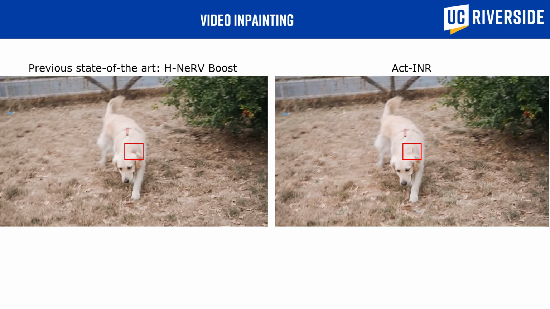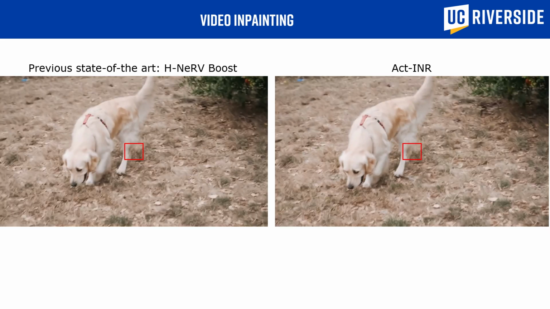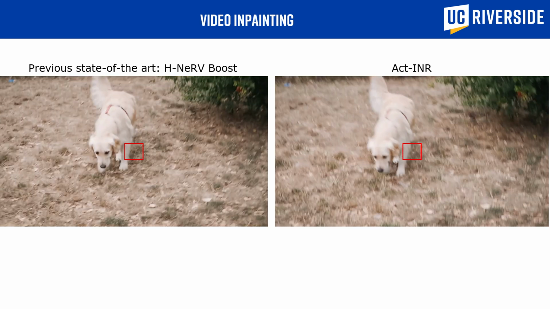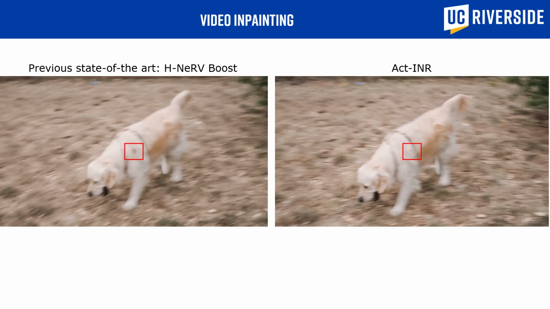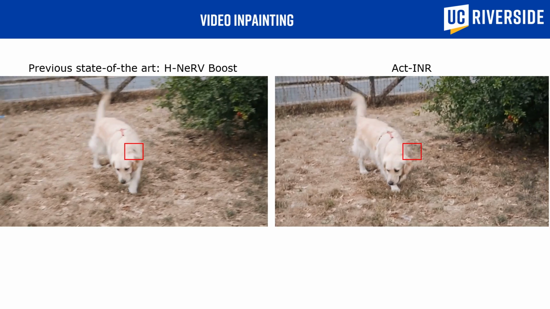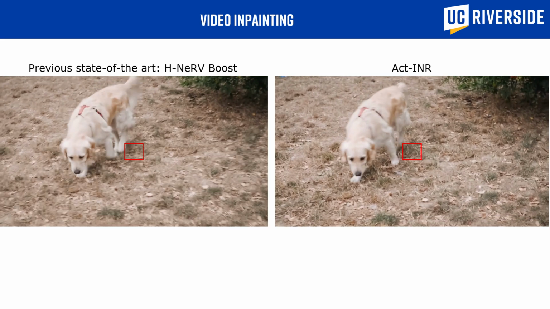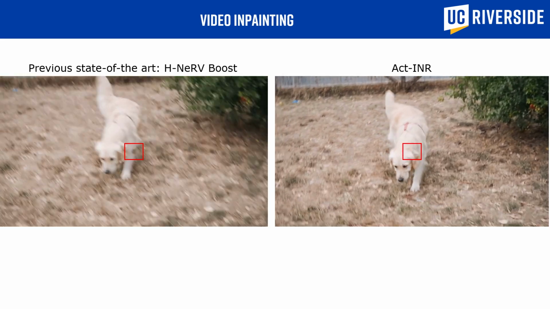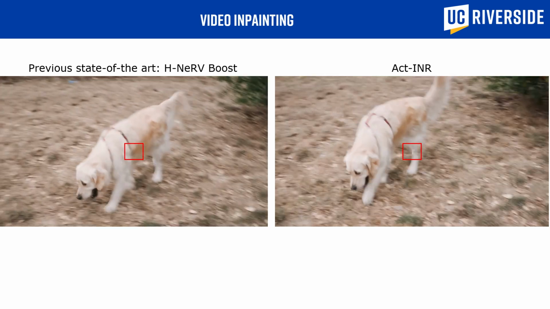We benchmark our method against the same state-of-the-art approach. As our method is both motion and discontinuity aware, it outperforms the previous state-of-the-art. The locality bias of hybrid NeRV causes it to hallucinate a brown spot on the dog's head, whereas our method accurately fills those areas with the dog's fur.